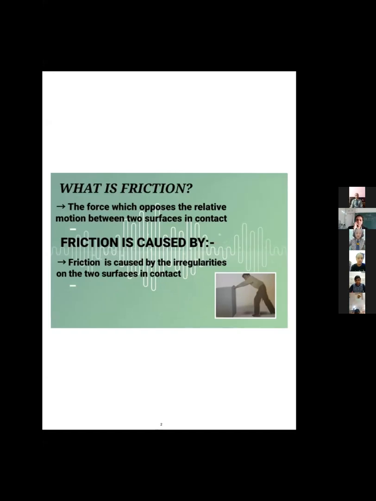What is friction? The force which opposes the relative motion between two surfaces in contact. The force of friction always opposes the applied force that may be push or pull. Friction is caused by the irregularities on the two surfaces in contact. Irregularities on the two surfaces lock into one another, also called interlocking, causing friction.